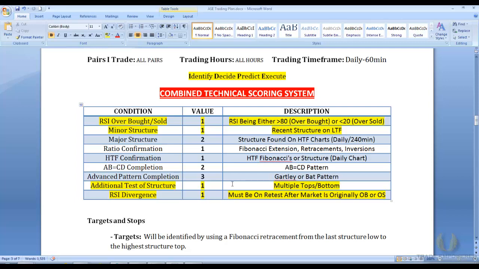So the minimum CTS score, combined technical score, that I would need in order to enter a trade would be a CTS 4. So if I'm doing my analysis, if I get anything less than a 4, I can't take the trade.